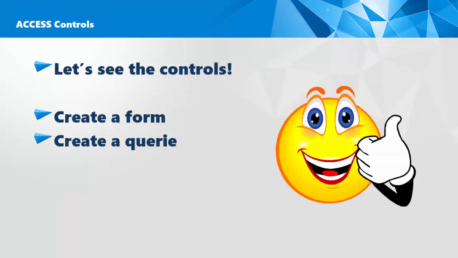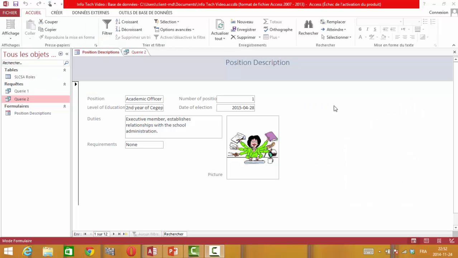Now, let's have a look at the controls in Access. We will look at how to create a form and how to create a query. We first have a look at the position descriptions form of SLCSA. We can see that many information, including a picture, are included in the form.